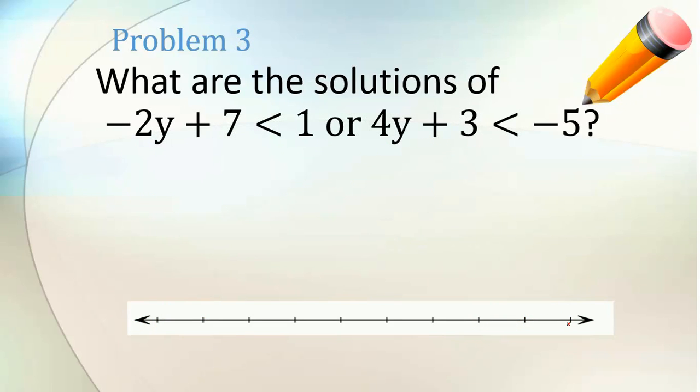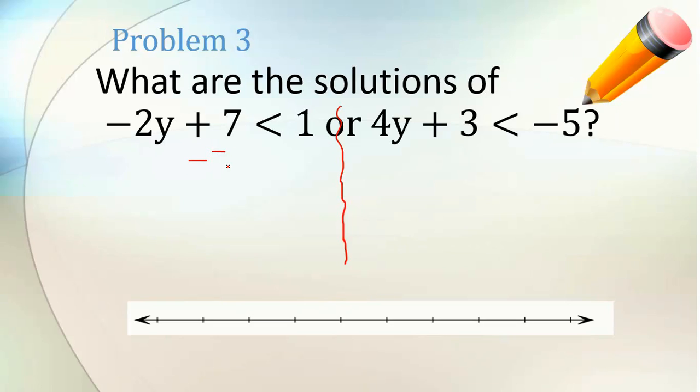Let's try a little harder problems. So I have negative 2y plus 7 is less than 1, or 4y plus 3 is less than negative 5. So, just like last time, draw my division bar here. Let's solve the first one. Negative 2y plus 7 is less than 1.